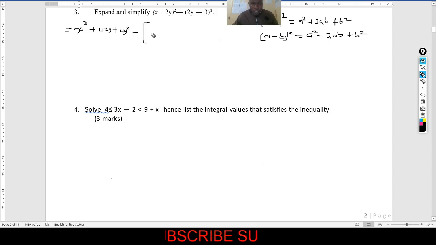We deal with this one. That one gives you, like I said, 4y squared, by using the second concept here, 4y squared minus 2 times 2y is 4y times 3 is 12y, minus 12y, then plus, we are using this concept, so it is plus 9. We close.